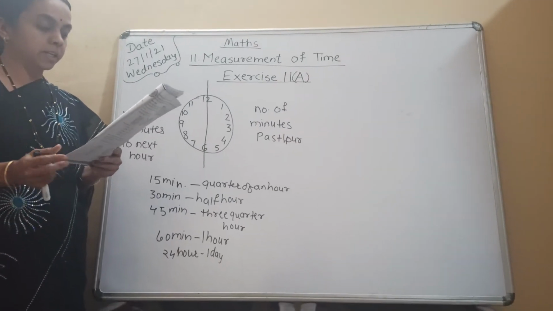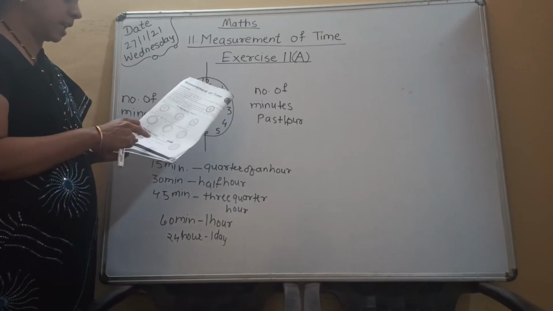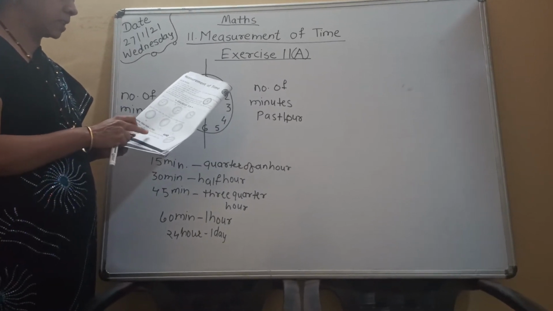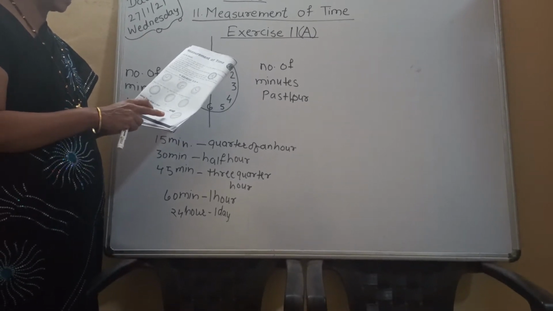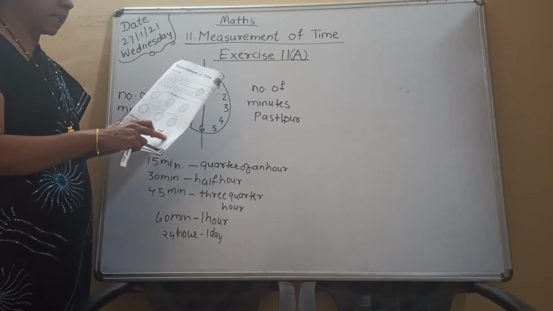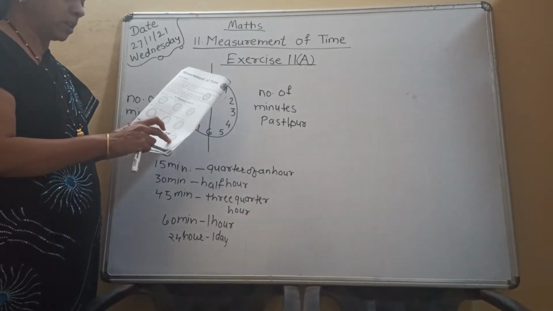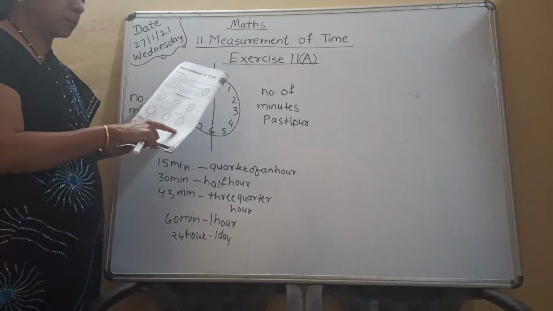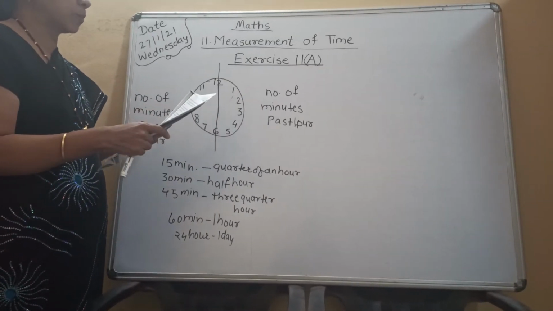Now see reading time from a clock. See your page number 129. Minute hand. The minute hand is the longer hand of the clock and moves round the dial completely once in an hour. This minute hand, that is the longer hand, moves completely once in an hour. Completely one full round it goes. Okay, that is called the minute hand.